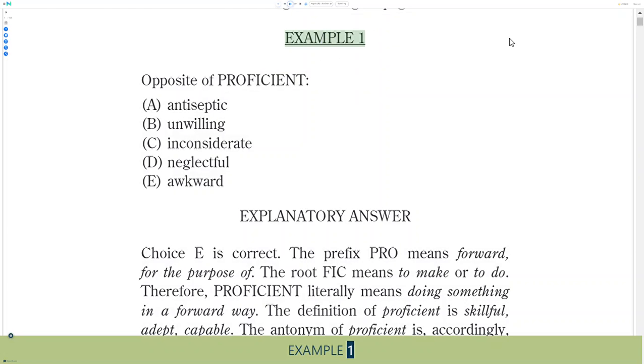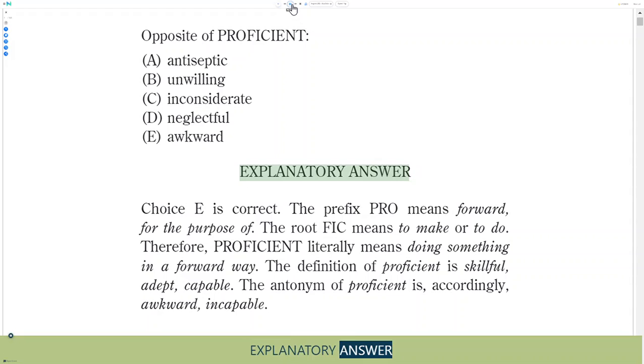Example 1. Opposite of proficient. A. Antiseptic. B. Unwilling. C. Inconsiderate. D. Neglectful. E. Awkward.